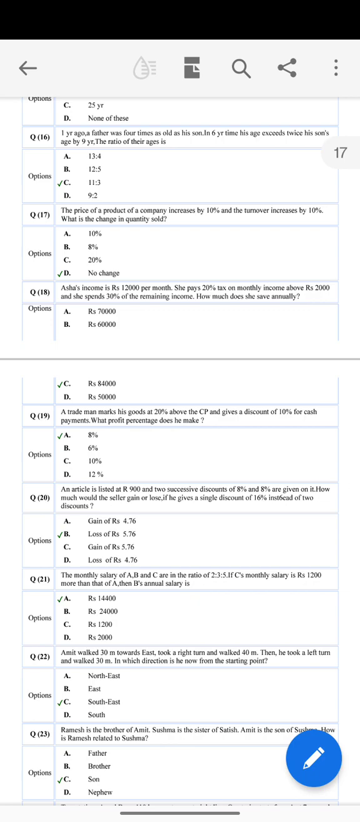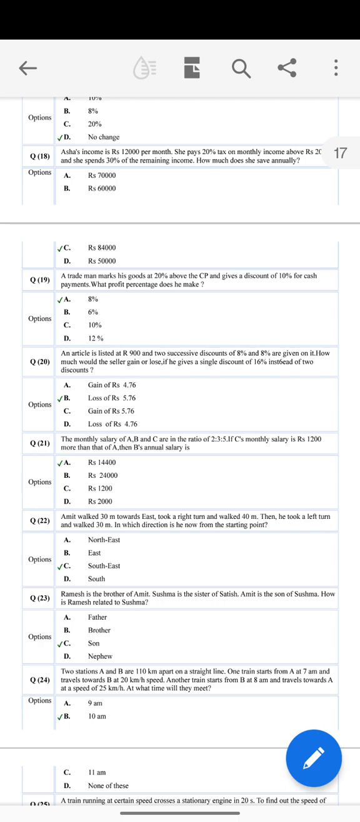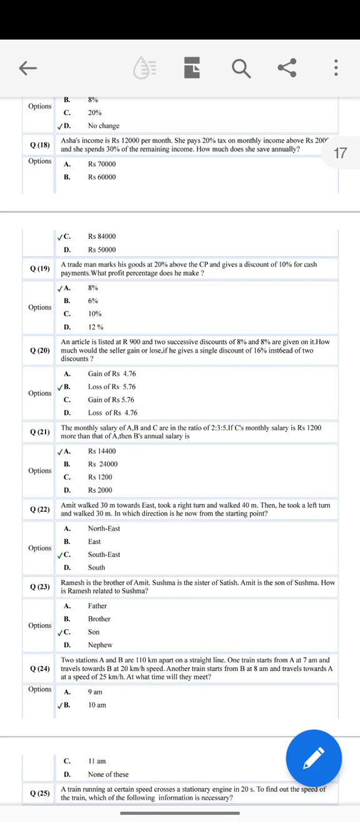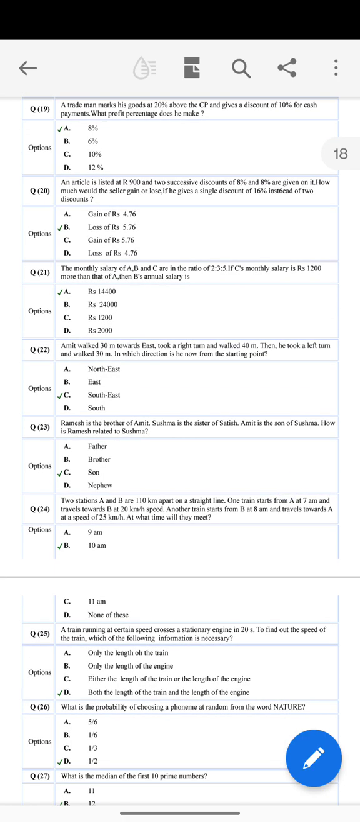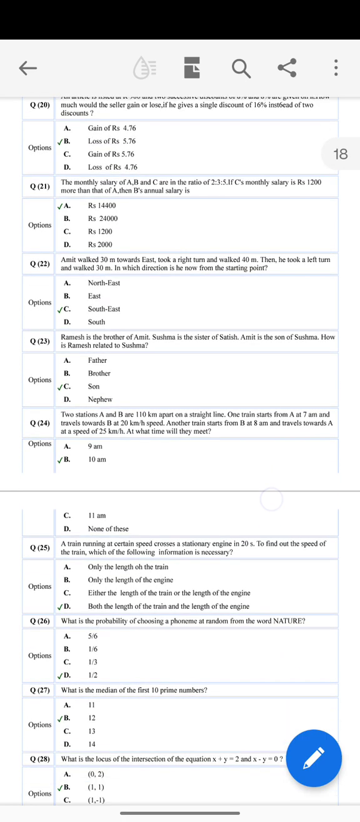Question number 17, the price of a product of a company increases by 10% and the turnover increases by 10. What is the change in quantity sold? Again question number 18, 19, 17, all these questions are from quant subject or numerical ability subject. So what I can see here is that the major weightage in this section 2 is also of the quant subject rather than reasoning ability subject, or I can say that numerical ability questions were asked more than reasoning ability subject.